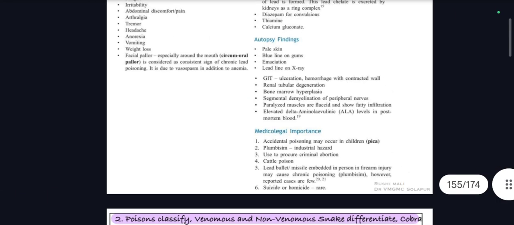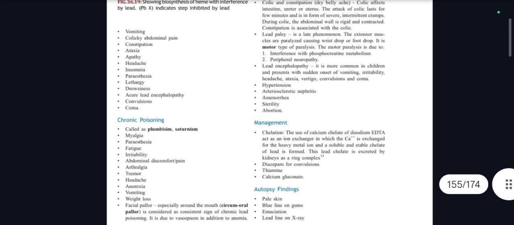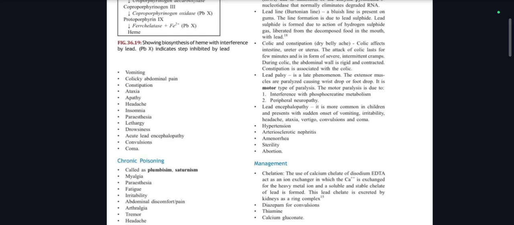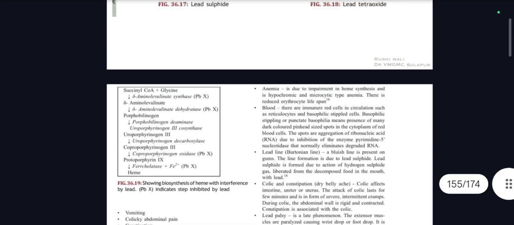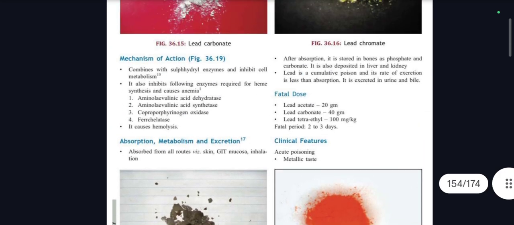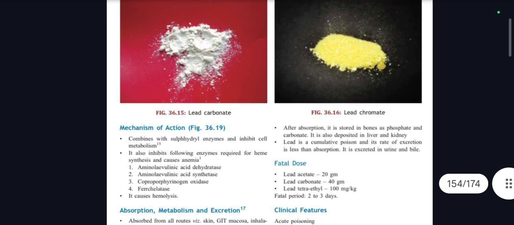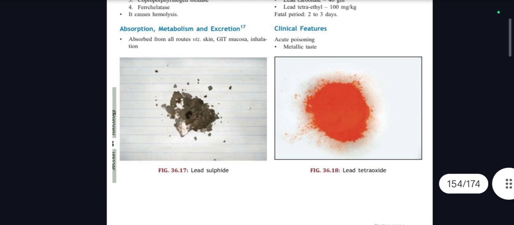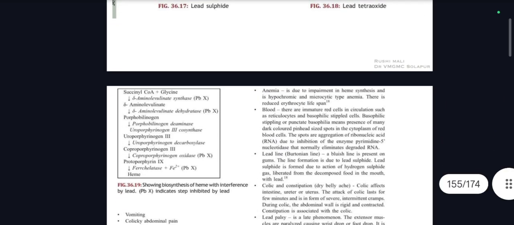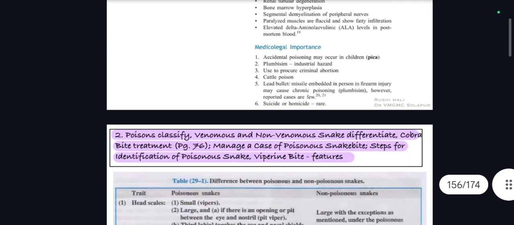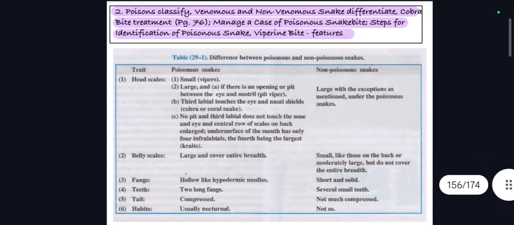So these were the features, types, autopsy findings, features of acute and chronic poisoning, and some of the general features and manifestations of lead chromate, carbonate, lead acetate, lead tetroxide, and lead sulfide. So I hope you understood. This is a very important question. Now we are moving towards the next question.